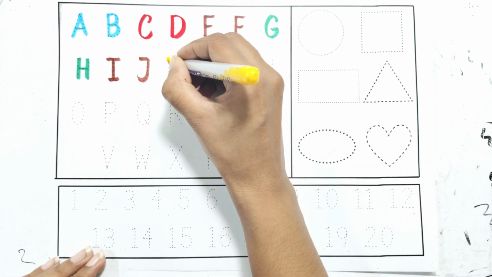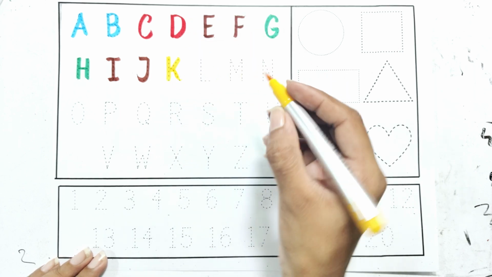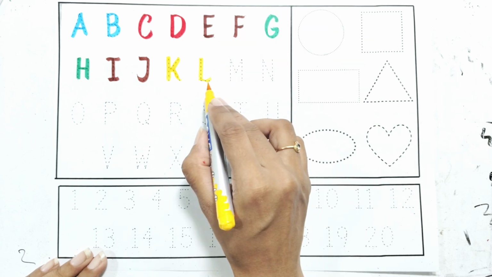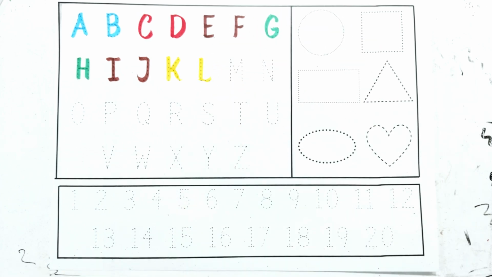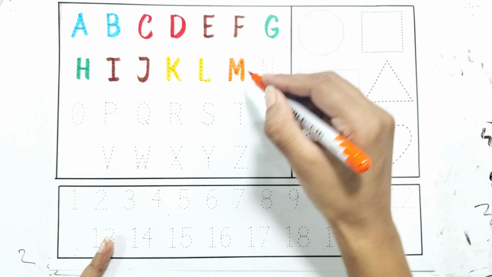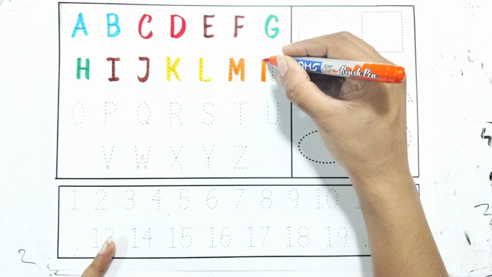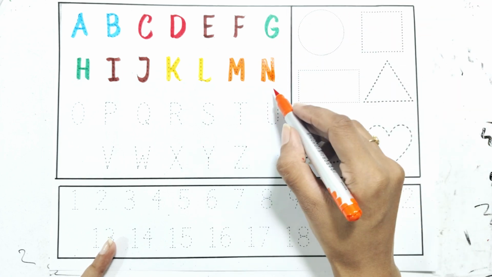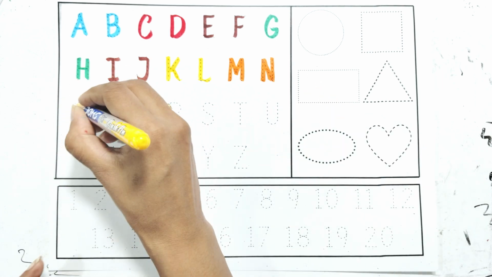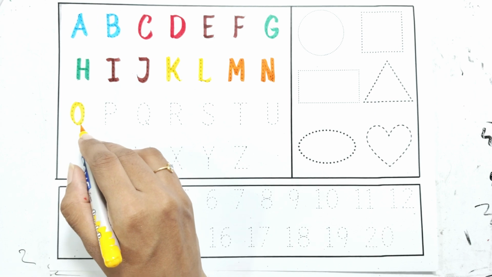Write with me K. K is for kitty. Write with me L. L is for lemon. Write with me M. M is for Mars. Write with me N. N is for nose. Write with me O. O is for octopus.